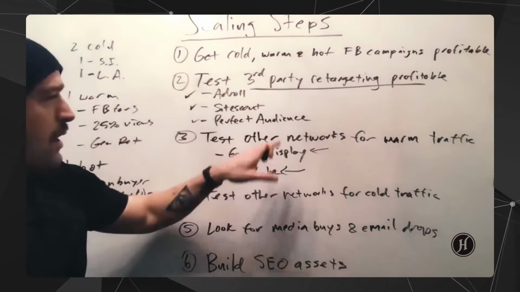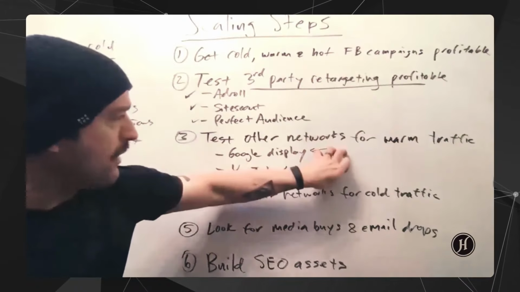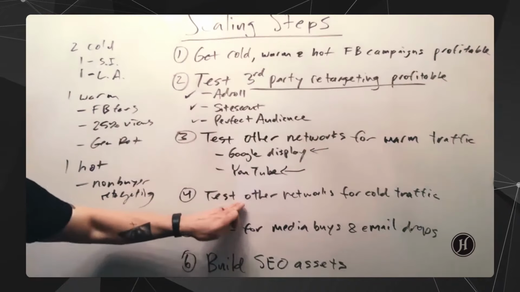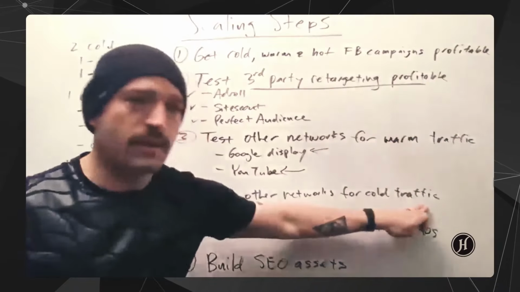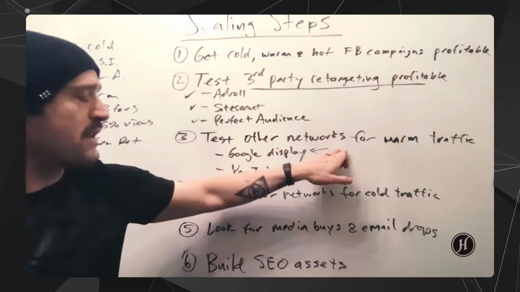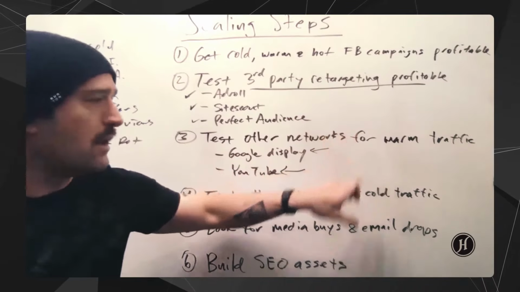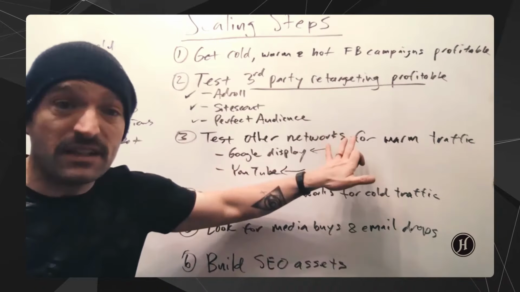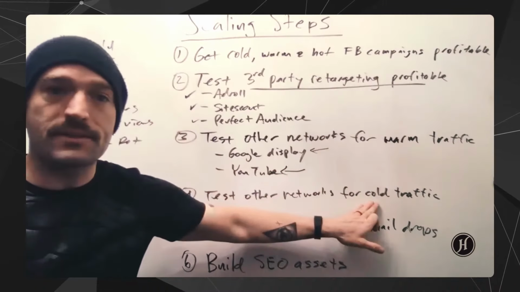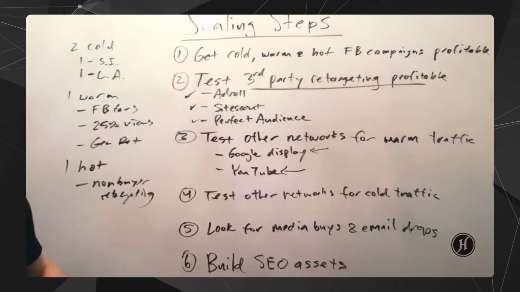All right, but once you've got the warm traffic, your middle of the funnel stuff going there, then you can test those same networks for cold traffic. We go to our middle of the funnel stuff first because, again, that's highest leverage for our dollars spent, and it's the easiest to get to convert. Once we get to cold traffic, then it starts getting harder. So that's why we put that down here.